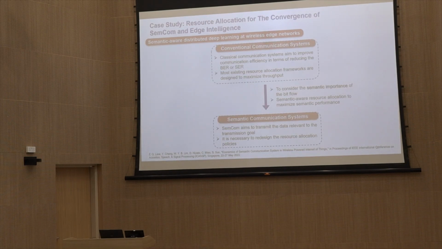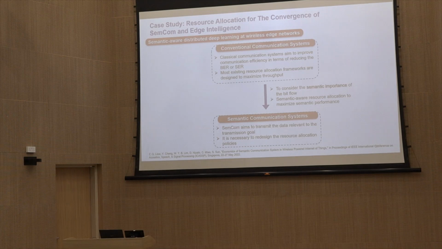Next, we move on to the case study, resource allocation for the convergence of semantic communication and edge intelligence. We look at semantic-aware distributed deep learning in the wireless edge network. In the conventional communication system, where we consider communication efficiency in terms of reducing BER or SER, most existing resource allocation frameworks are designed to maximize the throughput.